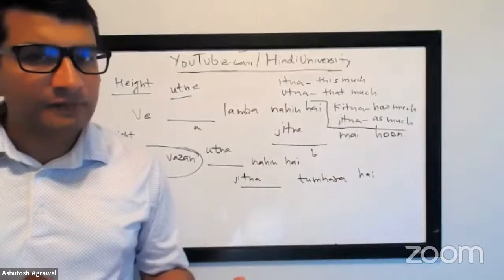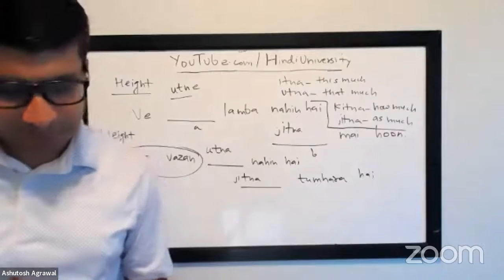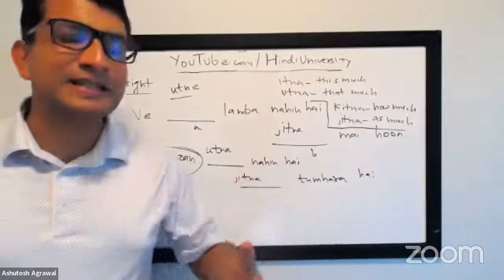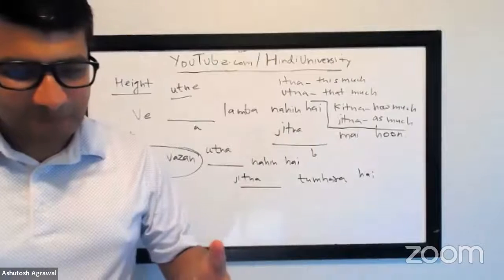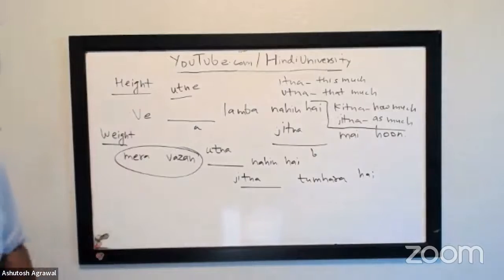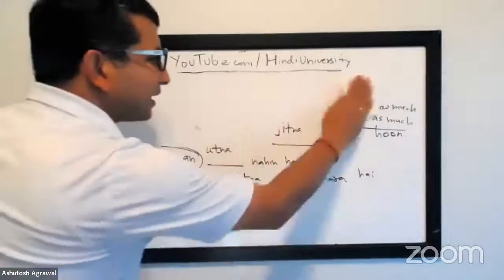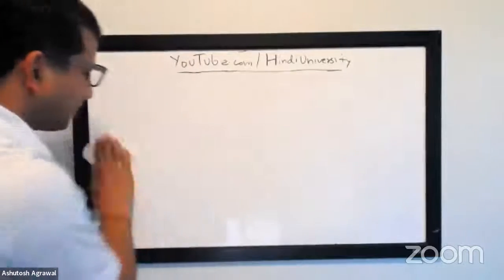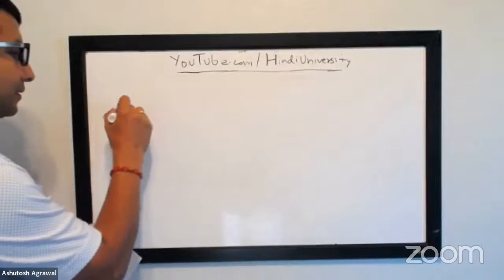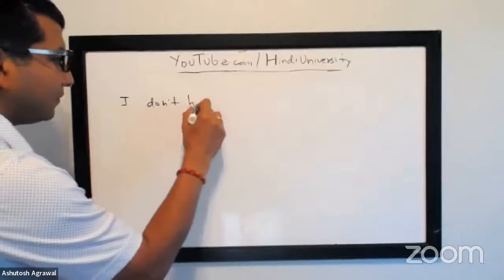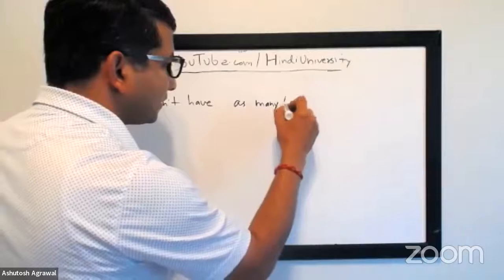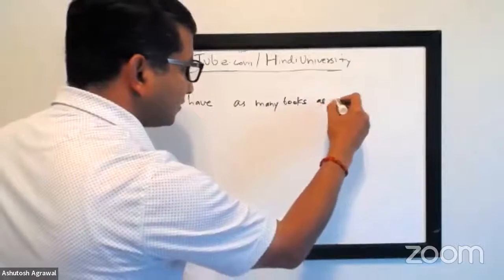I do not have as many books as you have. If you find it hard, start with I have books. Then you talk about I have this many books. It'll then make it much easier. I'm going to write it as well so that it's easier for you. So the sentence is: I don't have as many books as you have.